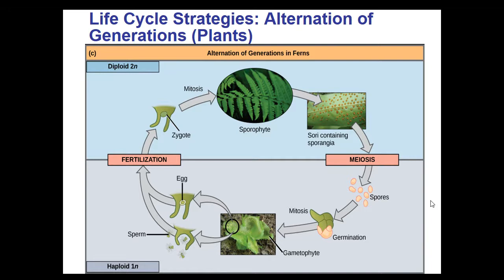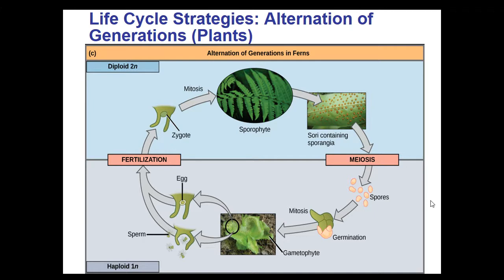And spores are not like sperm and egg. A spore is just a small cell that can grow into an adult. That's really all it is. But the spores are made by meiosis, so now these spores are haploid, one set of chromosomes, and they'll grow into an adult plant that is haploid. The cells have just one set of chromosomes.